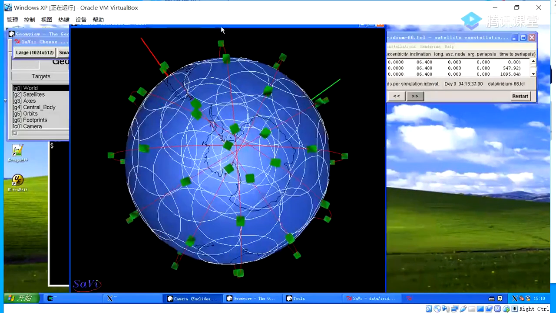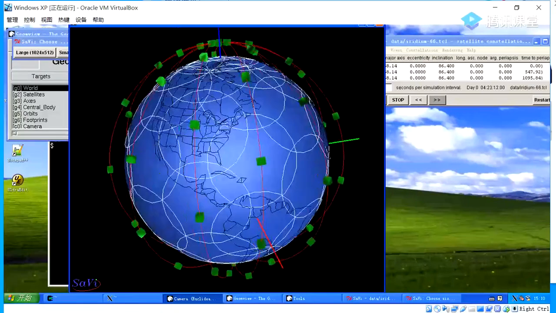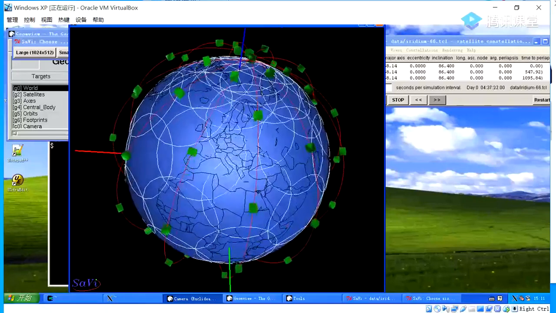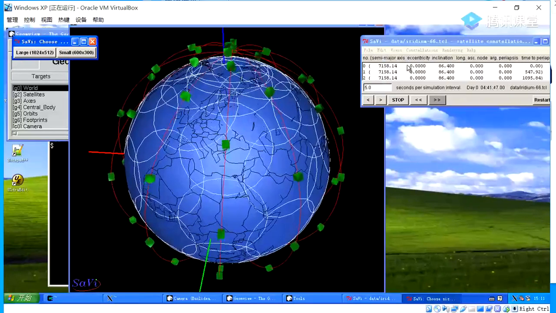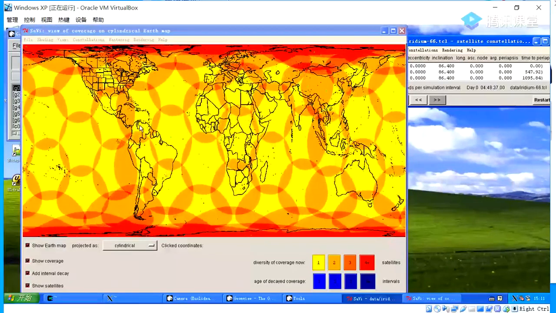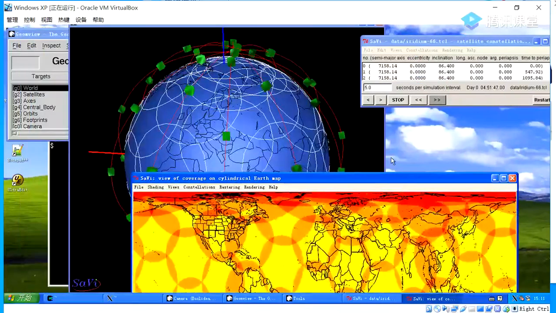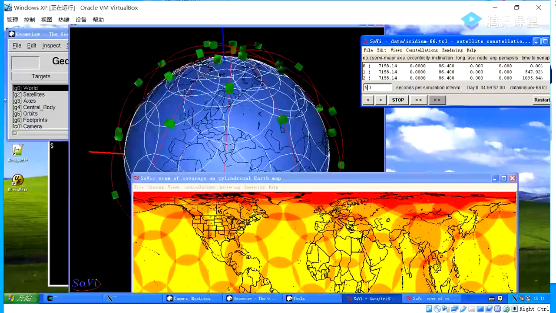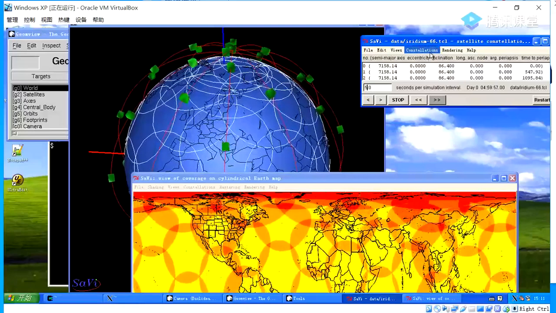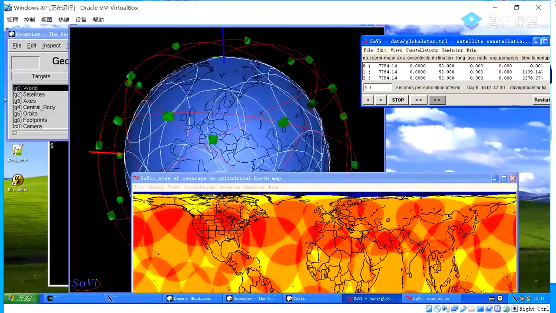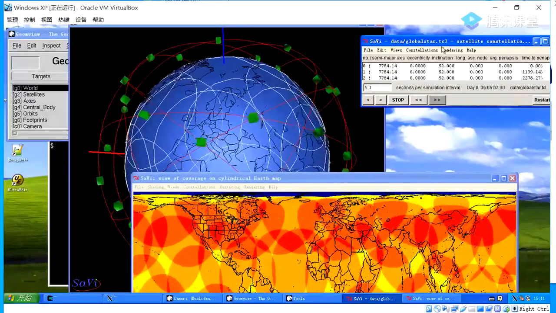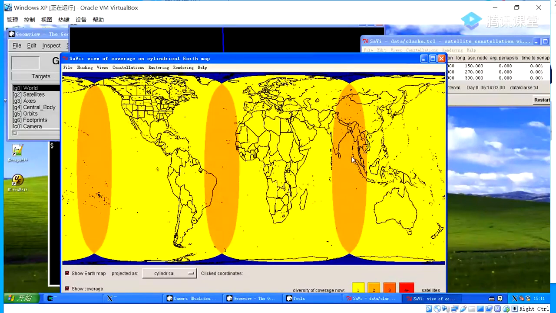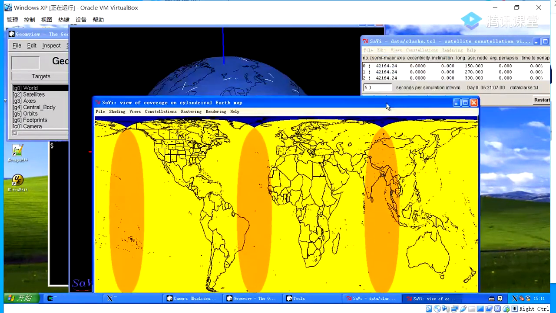This is the global coverage. You can see other systems, Globalstar and the other, Clarke. Three satellites can globally cover the Earth and realize global coverage.